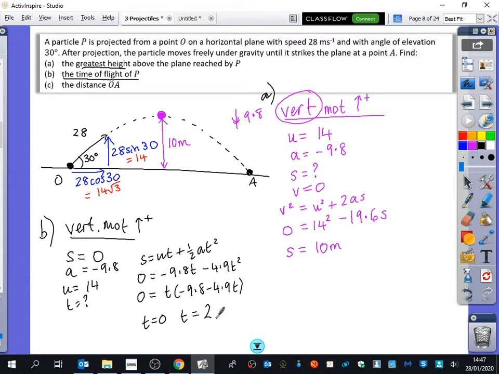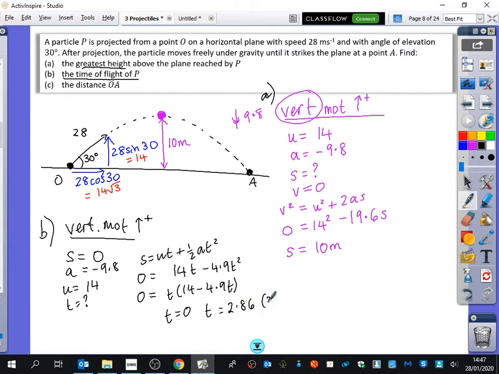What have I put in wrong here? Oh, I've put u in wrong. Sorry, u isn't minus 9.8, is it? No, u is 14. So when I factorize t, I get 14 minus 4.9t. I knew something was wrong. So t is 0, or how much, Anika?